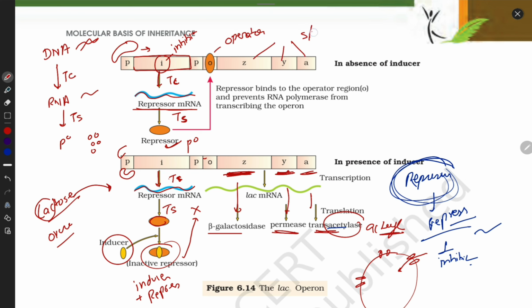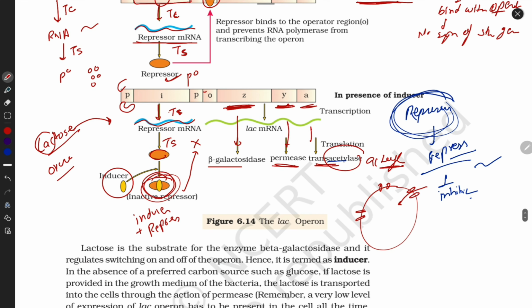Now what happens? In the absence of inducer, it means there is no inducer, so no one can activate this operon model. So the repressor comes and binds with the operator. You can say it blocks the operator site, so there is no synthesis of structural genes. In the presence of inducer, the repressor and inducer bind, and now the repressor can't block the operator site, and the structural genes synthesize their products.